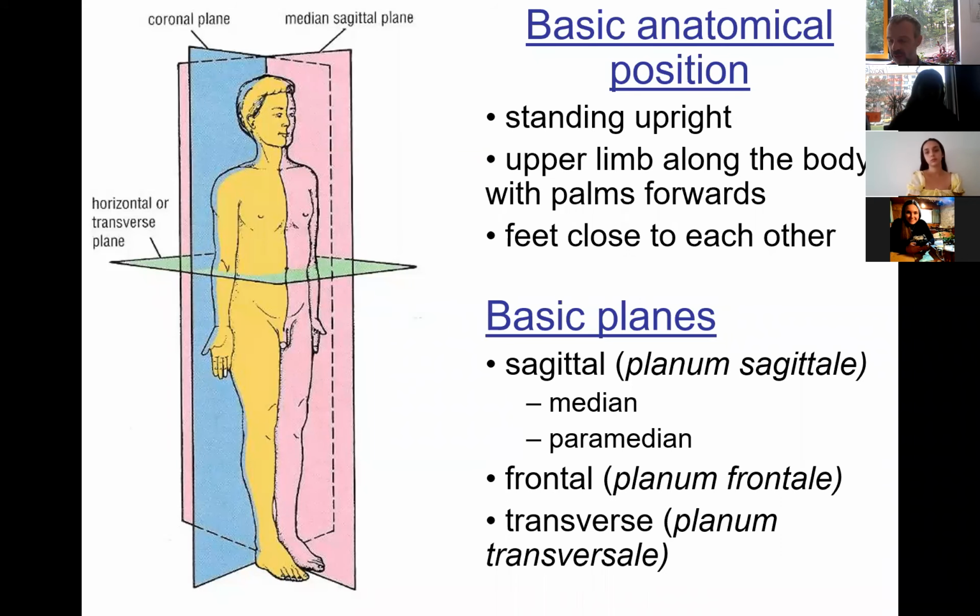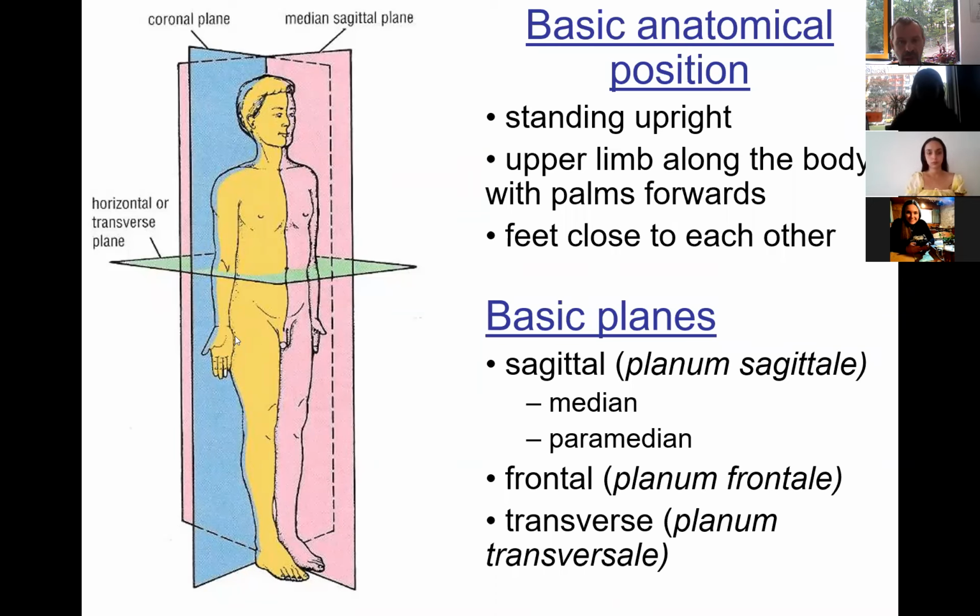We are starting the course of anatomy, and the first topic is basic anatomical positions and general anatomy. As you can see here on the figure, we have the basic anatomical position. The basic anatomical position is when you stand upright, and where you have to pay attention are the hands.